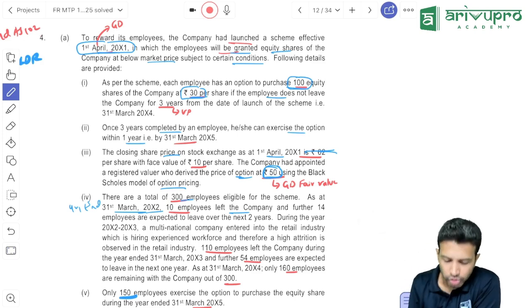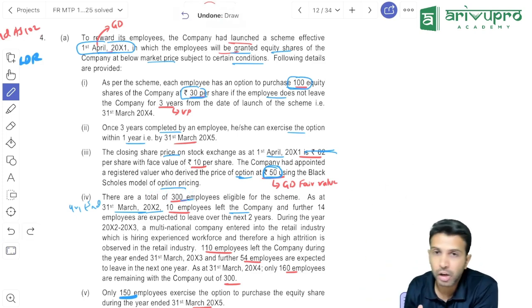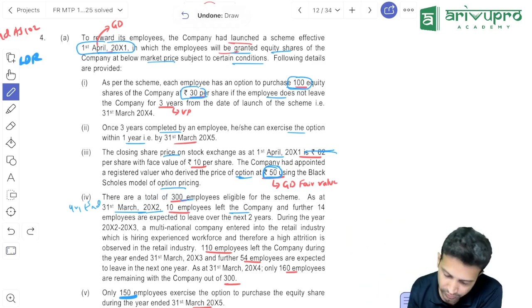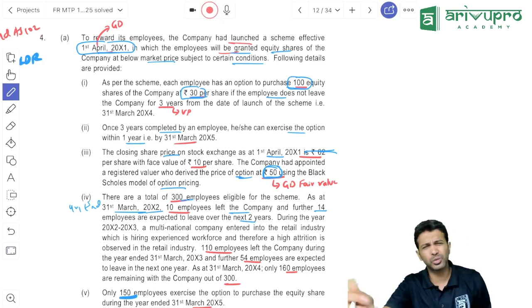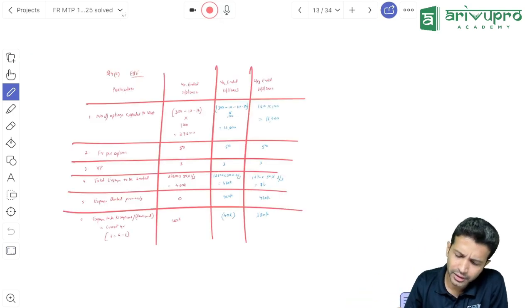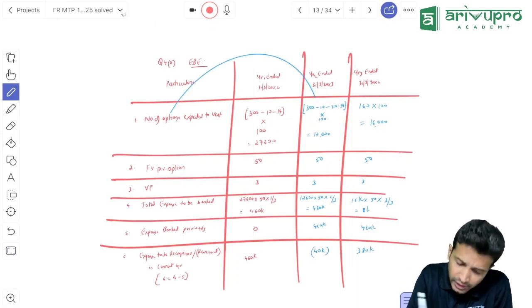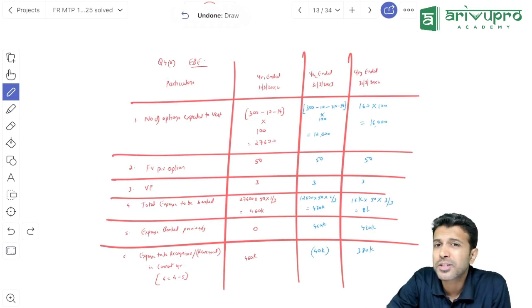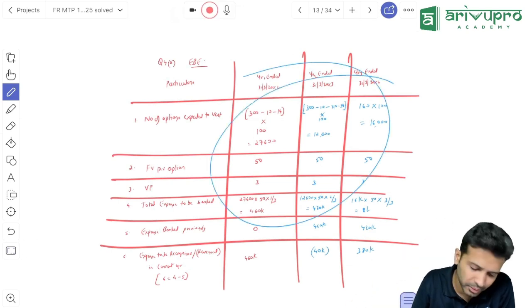Now 300 is the number of employees to whom the company gave this option. But how many employees have left the company? 10 have already left. And a further 14 employees are expected to leave over the next 2 years. Now this is our data, so let's do our calculation. This is your normal working note for employee benefit expense, which we put up before the journal entry. This employee benefit expense you have to book over the vesting period. How much is the vesting period here? 3 years. So I have 3 year columns.